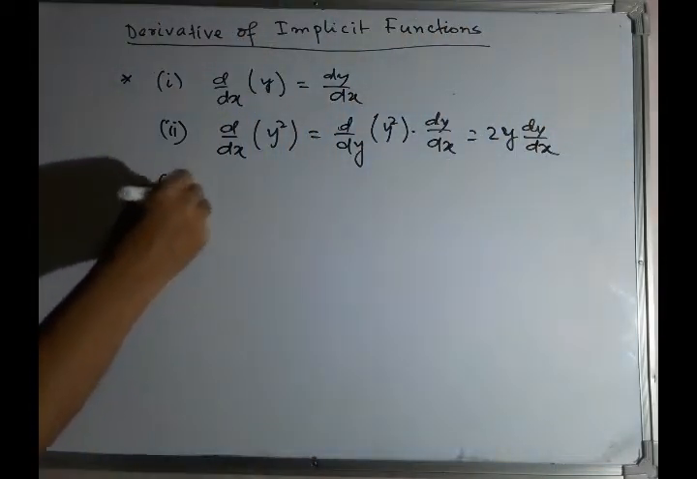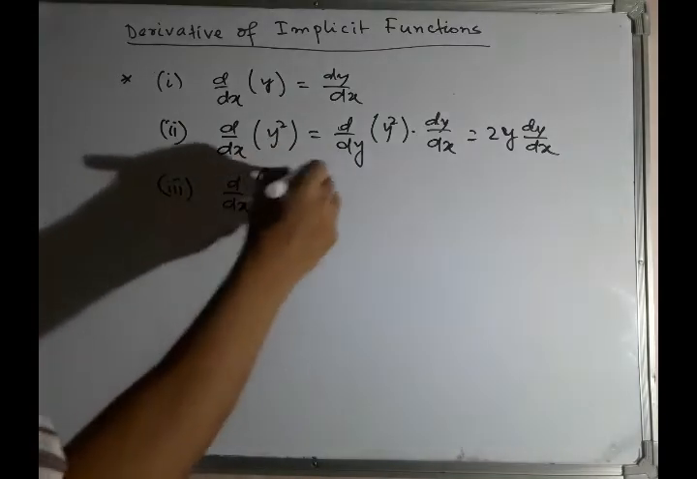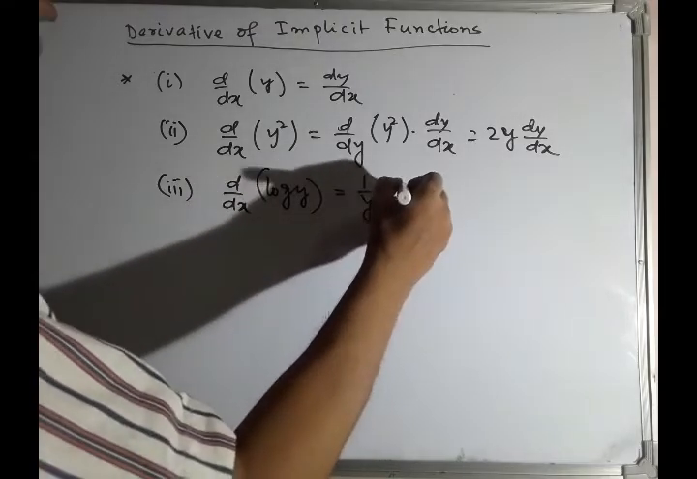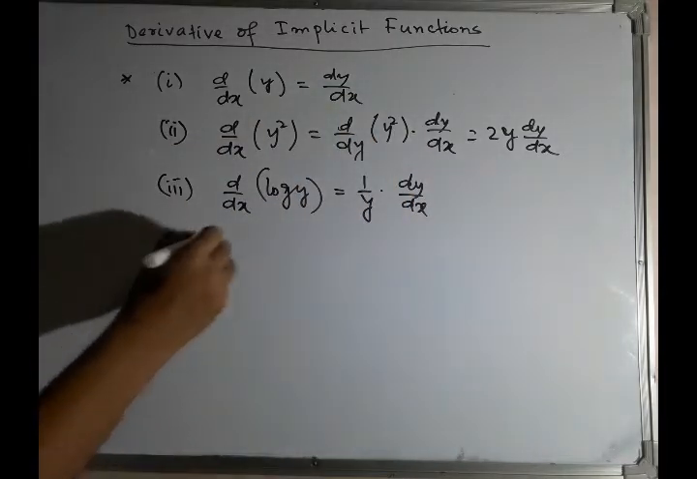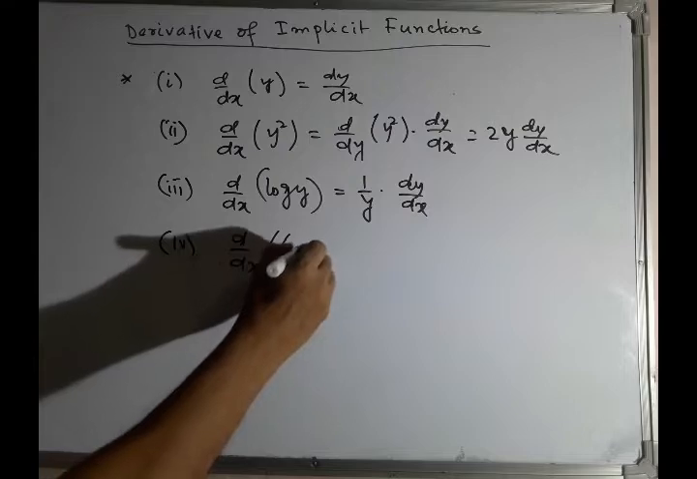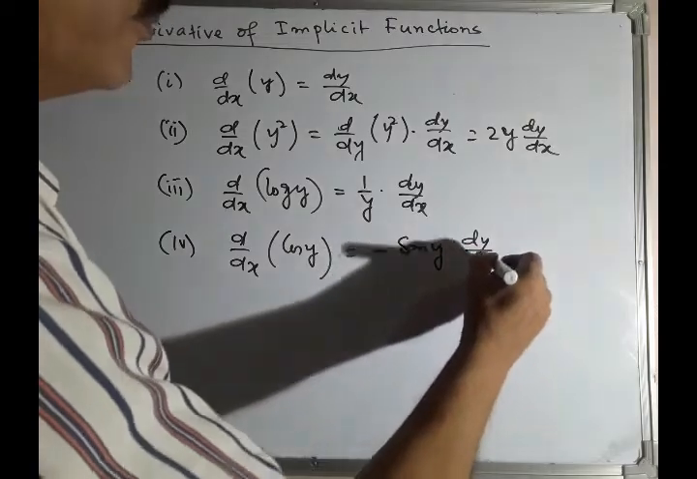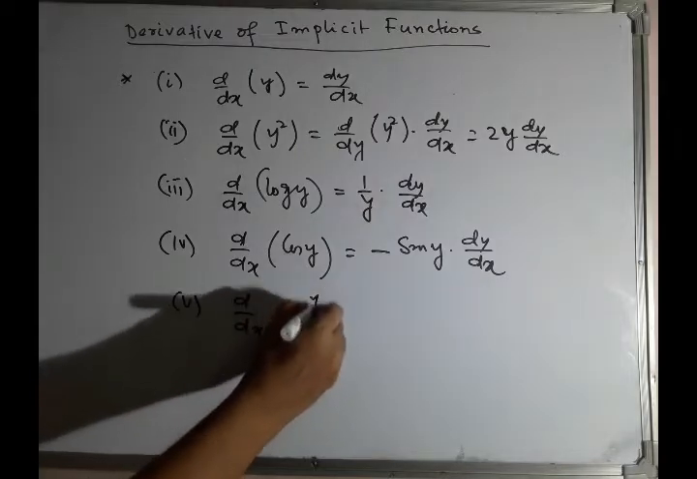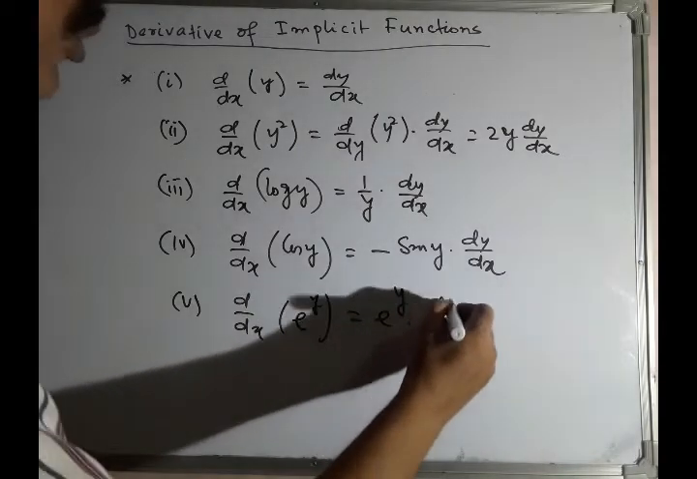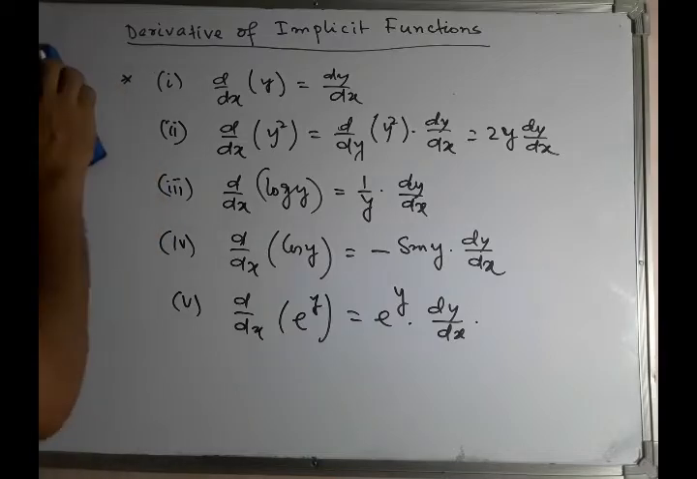Third, d/dx of log y is equal to 1 by y into dy by dx. We are using the previous method. Similarly, d/dx of cos y equal to minus sin y into dy by dx. Similarly, d/dx of e to the power y equal to e to the power y into dy by dx. So we have to use this whenever we are doing the derivative of implicit function.